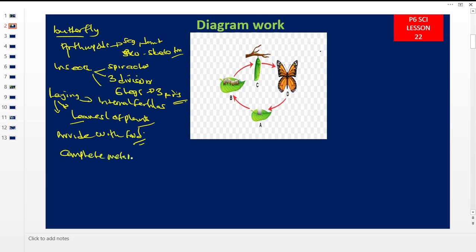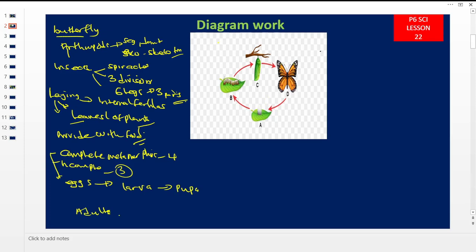Remember we said we have 2 types of metamorphosis. One is complete and another one is incomplete, in which complete has 4 stages and incomplete has 3 stages. So a butterfly has 4 stages. It starts with eggs, then the eggs hatch into the larva, then the larva gives us its pupa, then the pupa finally gives us the adult.